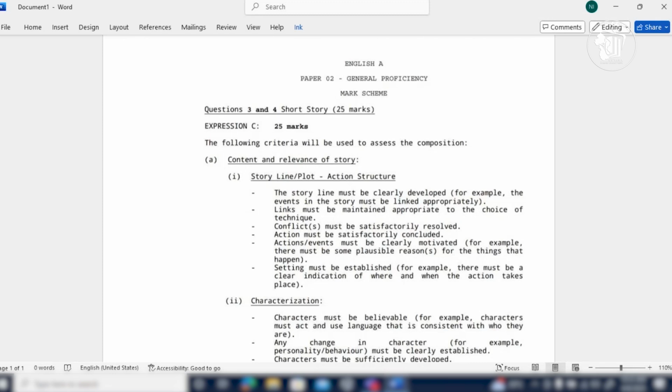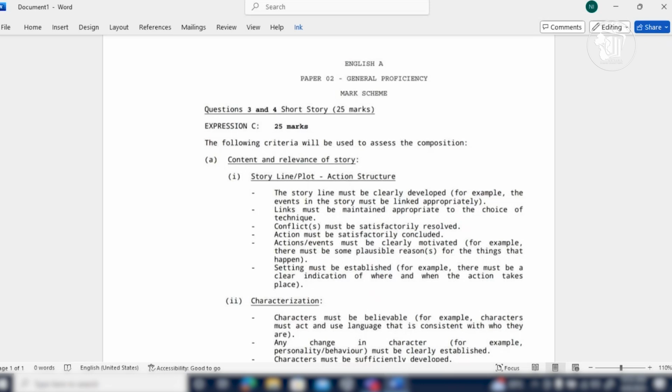Look at it, read. But what are they looking for? What are the examiners looking for? And this criteria here that we're going through slowly this morning will help you as you're writing, because you are writing your story to be marked by this mark scheme.